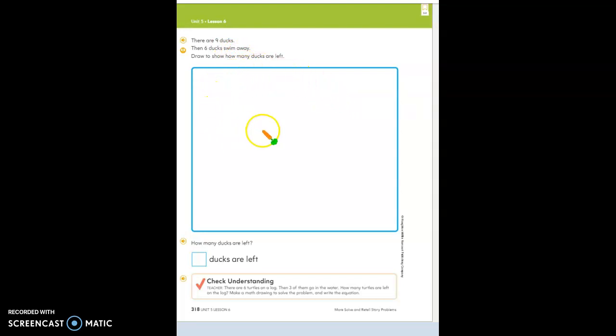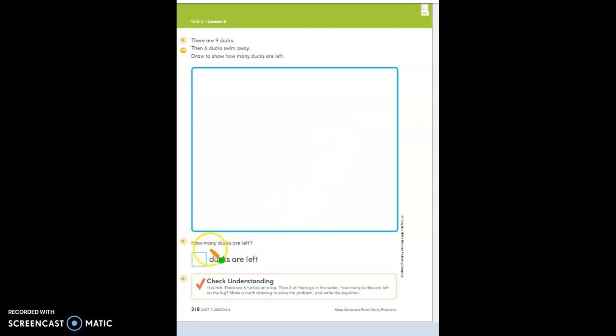So we'll have 9 total, it sounds like, right? And 6 of them swim away. So you can X them out or cross them out, 6 of them. And then how many do we have left? And you're going to put that number down here.